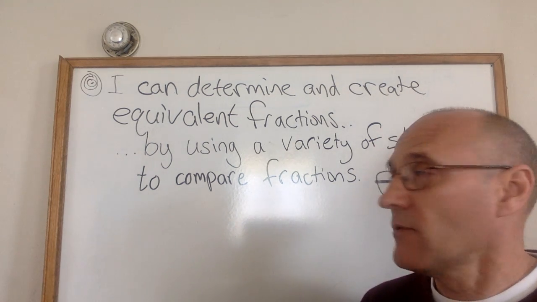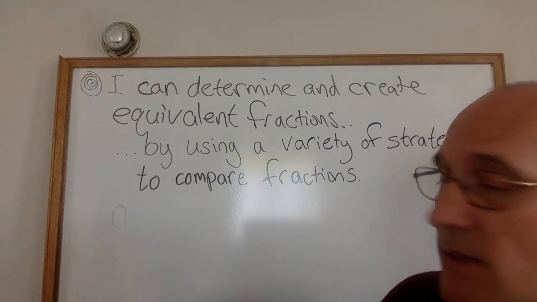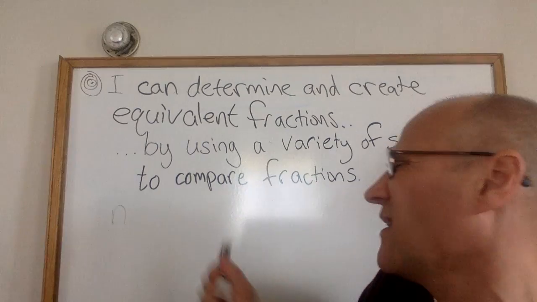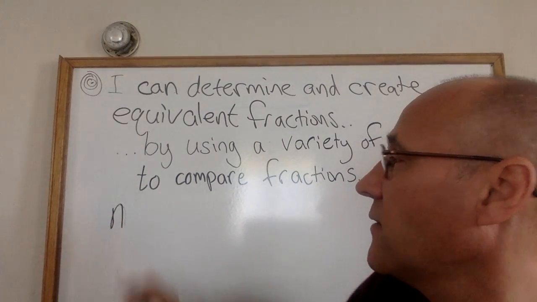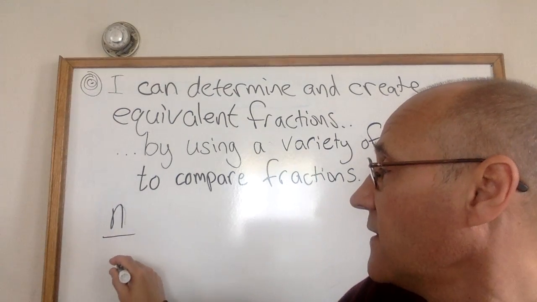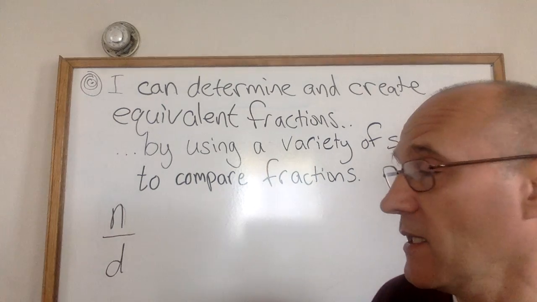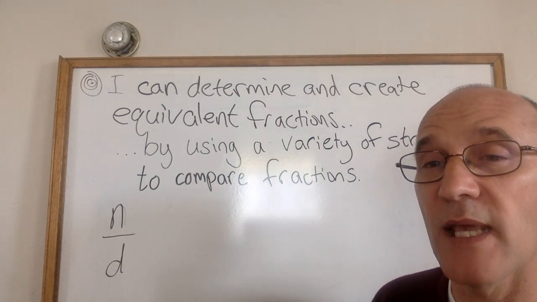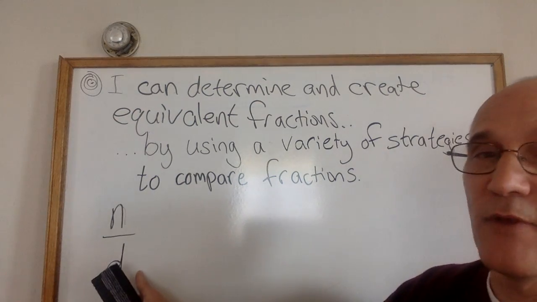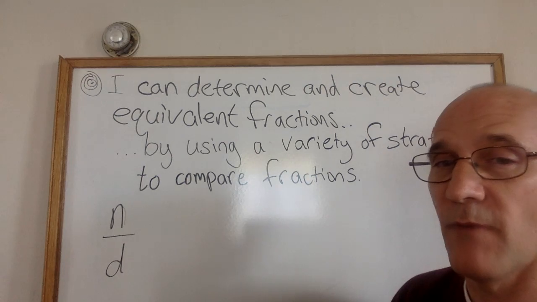numerator. Just a reminder, the numerator is the top value in your fraction. It tells how many you have. The denominator is the bottom of your fraction. It tells you how many pieces it takes to make a whole, the size of the pieces. It's the name of your fraction. Like if it was a 2, it would be halves. If it's a 4, it would be fourths.